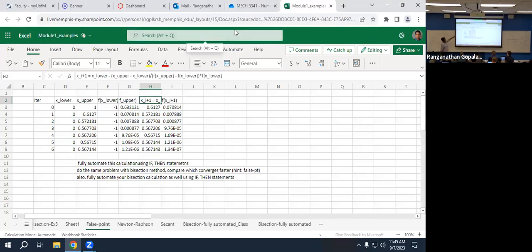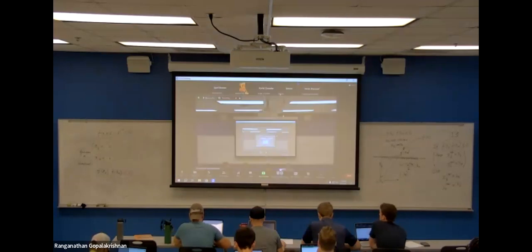Okay, so can you now try automating this false point method? If you don't have a spreadsheet of your own, just go to the Canvas page and you can download this. It is right there. You can already download and start trying. All right, so Omar, maybe you can share your screen. We'll come back to this false point method after we have seen a few implementations.